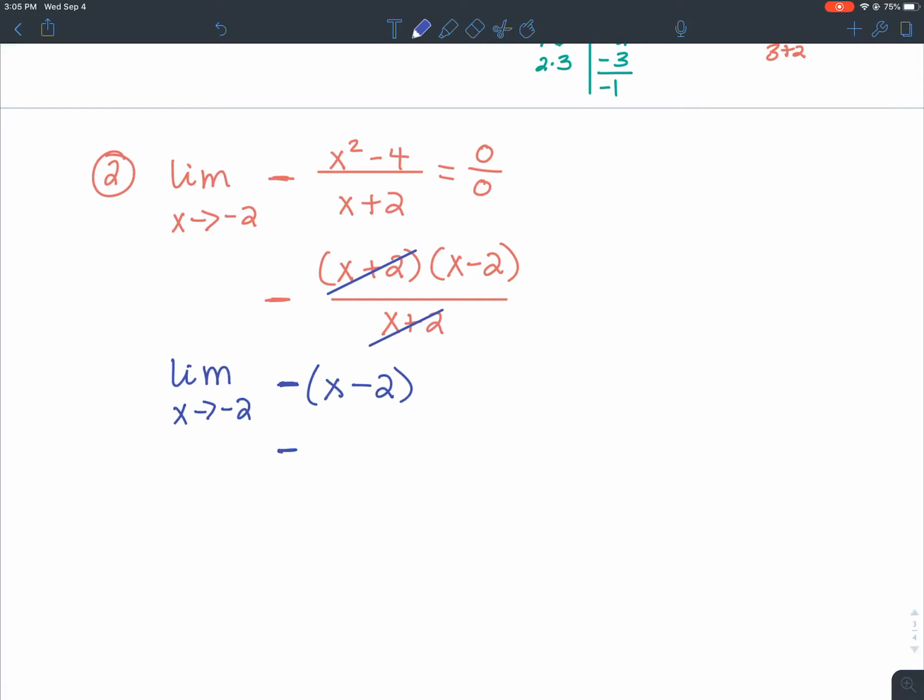So I plug it in. I have a negative and then negative 2 minus 2. Okay, so negative 2 minus 2 is negative 4, but since I'm multiplying by a negative, my limit for this whole problem equals positive 4. That is the answer. That is the limit as x approaches negative 2 of that function. Cool? Cool. Let's get a little harder. I'm only going to do 3 more problems, and then we'll be done. All right, number 3.